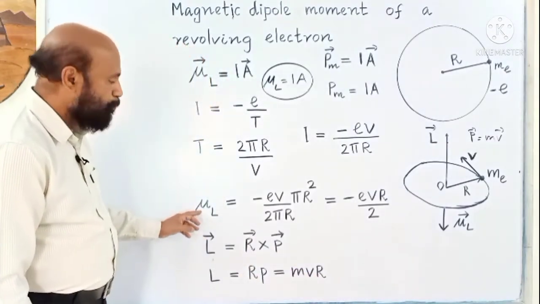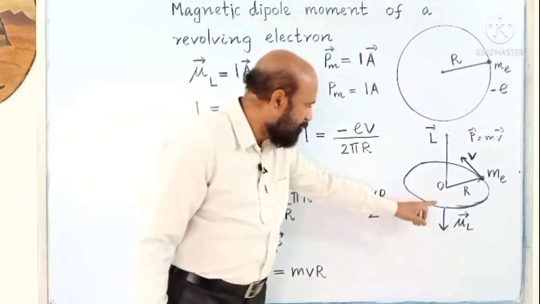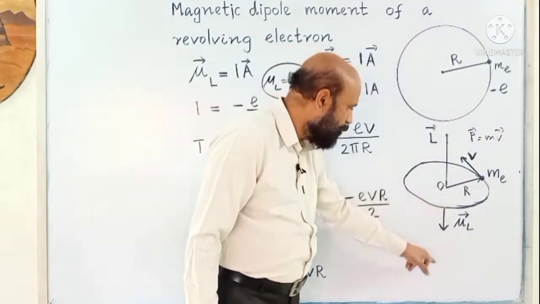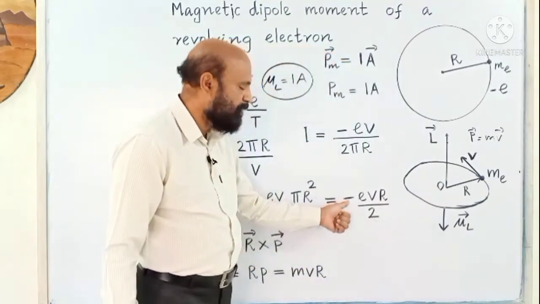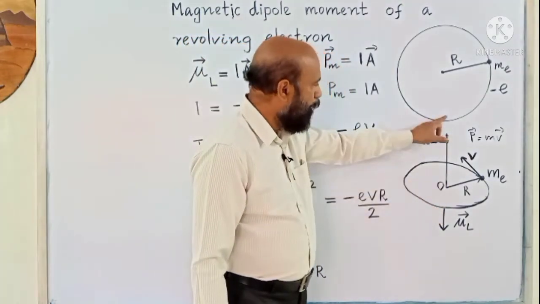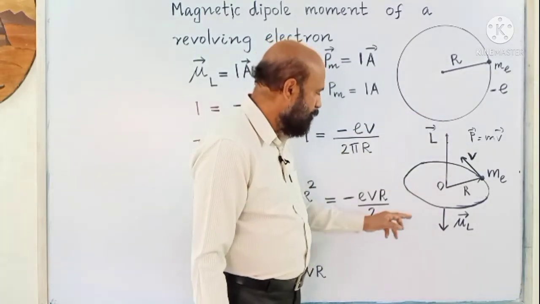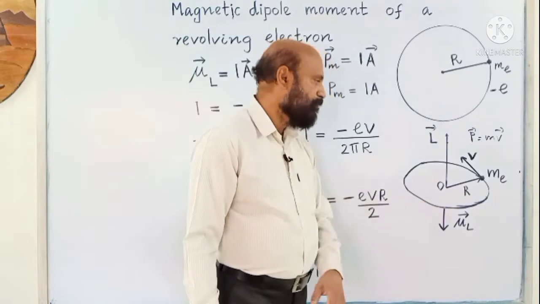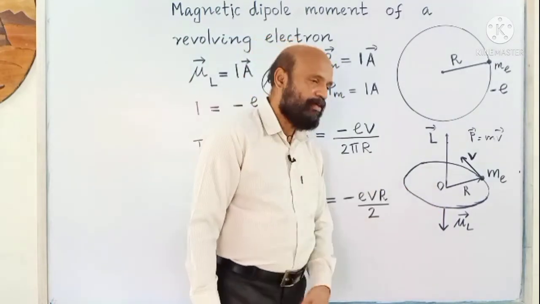Then magnetic moment is directed downwards. So angular momentum and the magnetic moment are in the opposite direction. Here you can see a negative sign. So here angular momentum is in the upward direction, then magnetic moment is in the downward direction. They are in the opposite direction.